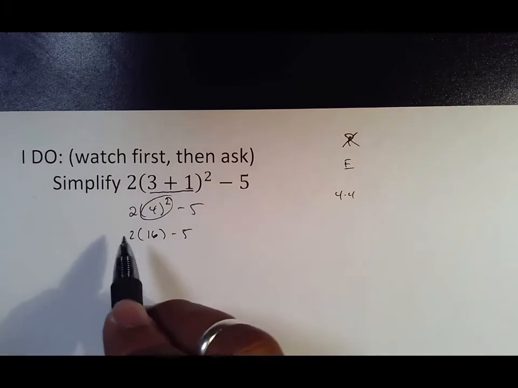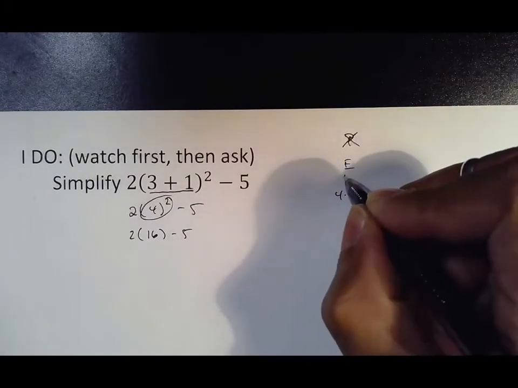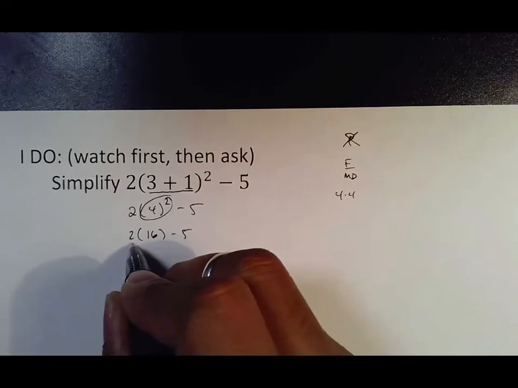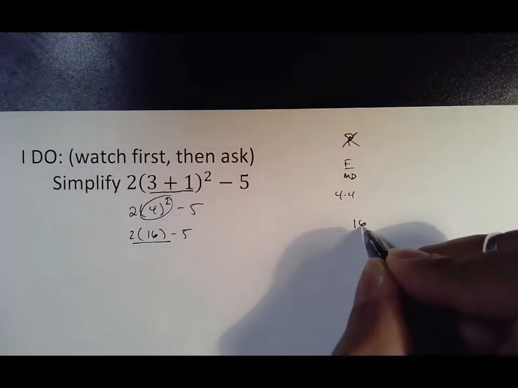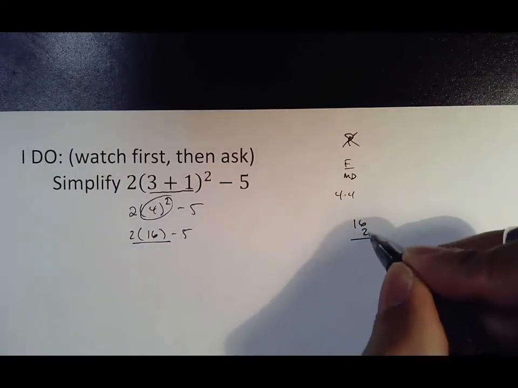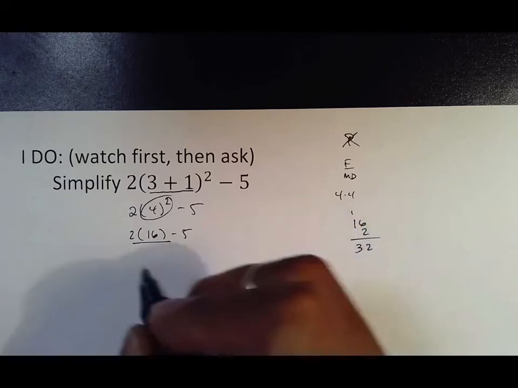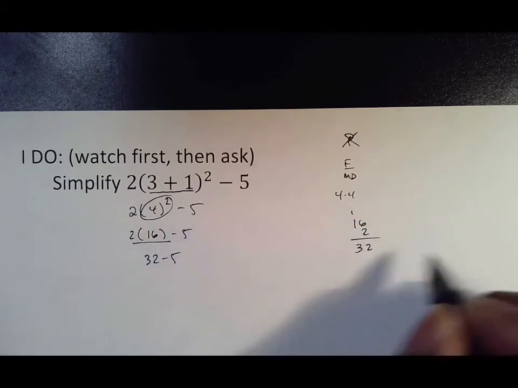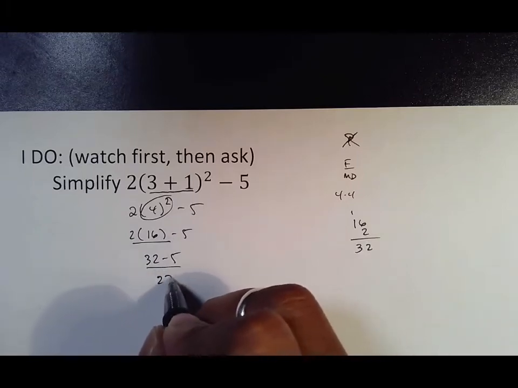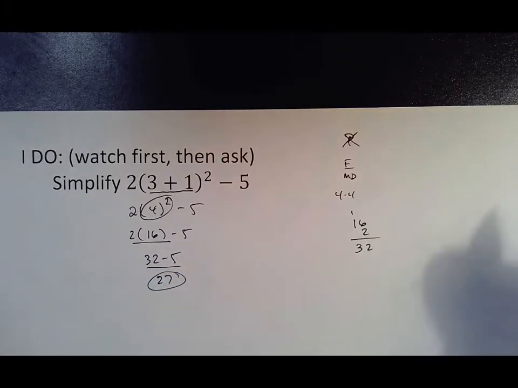We then now have to do what we did before. The E is gone, so we're looking for multiplication and division, which we have right here. 2 times 16, if you don't know, do it off to the side. 6 times 2 is 12, carry the 1. 2 times 1 is 2, plus 1 makes 3. So 32 minus 5, and the last thing we do is 32 minus 5, which is 27.